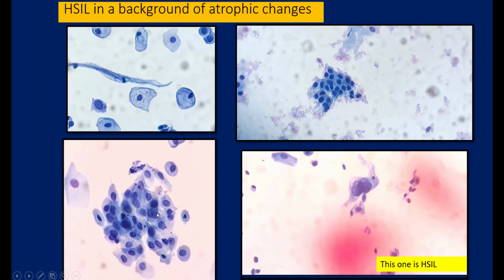Now look at this one here also. You see a slight amount of nuclear irregularities. Otherwise, the chromatin is pretty good. Again, in an atrophic smear, sometimes you can have a tendency towards the nucleus going into pyknosis, a kind of degenerative change. So these are all features due to atrophy.